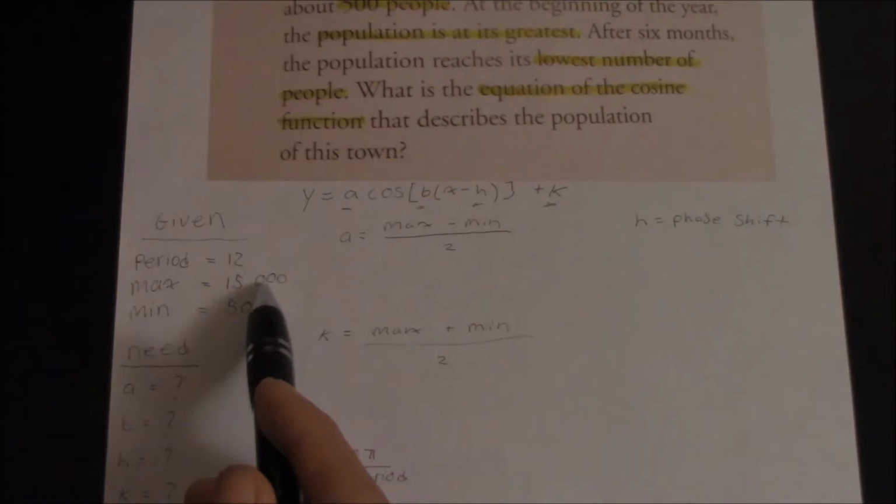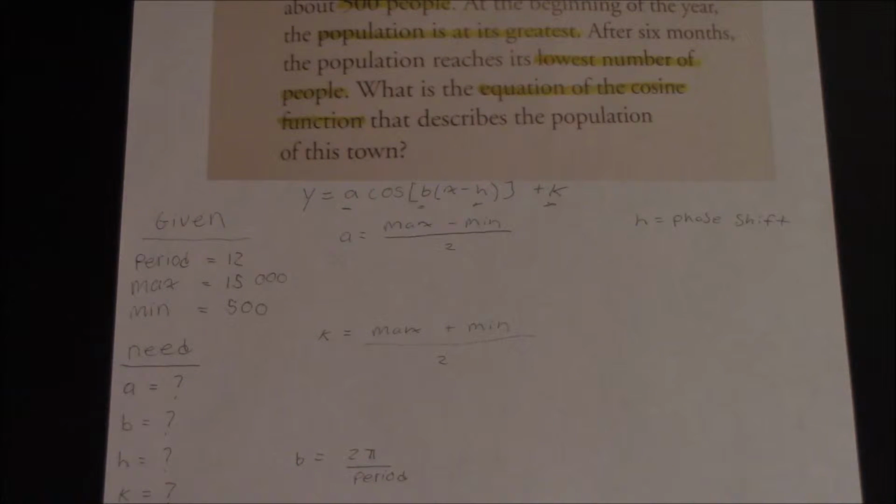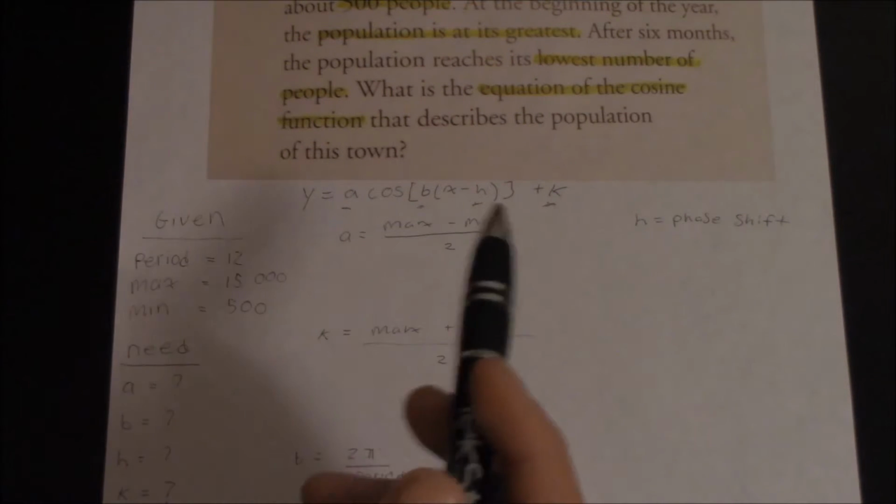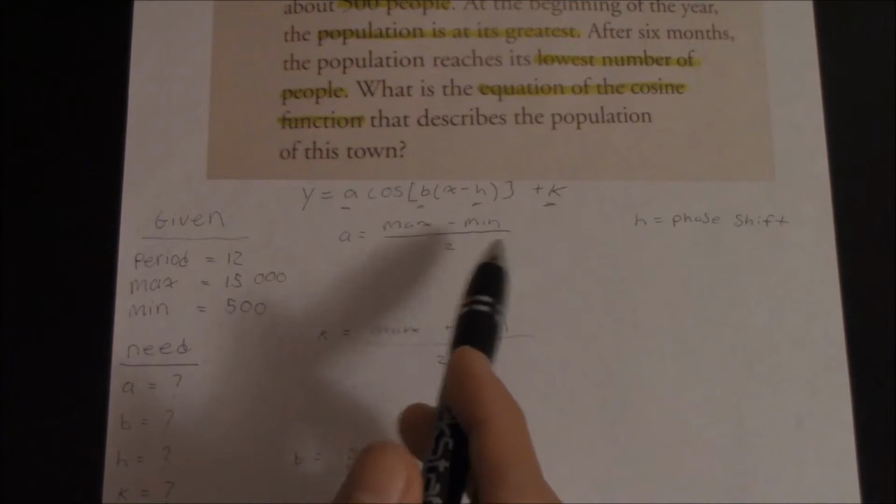And then it gave us our maximum, which is 15,000 for the max population in the year, and our minimum, which is 500. So then we're going to need to find our a, b, h, and k values, like I stated before. In order to solve for a, we're going to use the equation of max subtract min over 2.